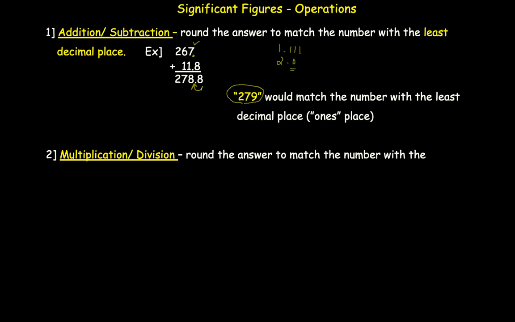All right? So with multiplication and division, it's going to be slightly different. In this case, you're going to round your answer to match the number with the least number of significant figures. That's different than the least decimal place. So addition and subtraction use decimal place; this uses the least number of significant figures. That's what you want to understand about this. You're going to count how many significant figures are on the things that you're multiplying or dividing, and then you'll round to the least number.